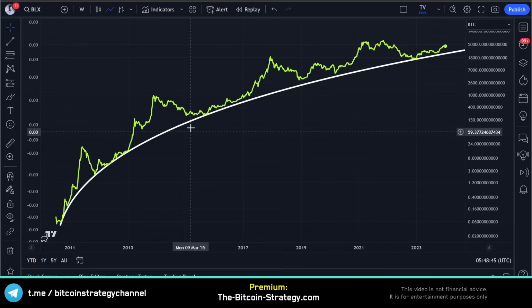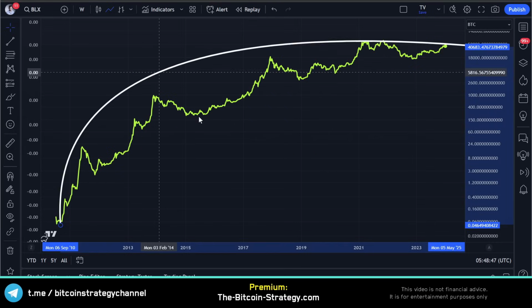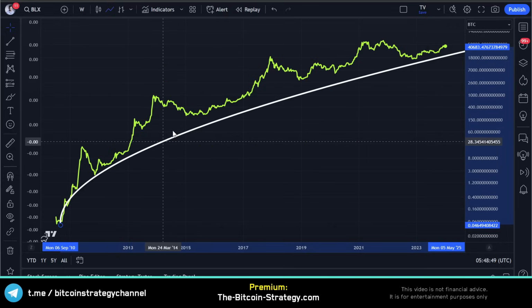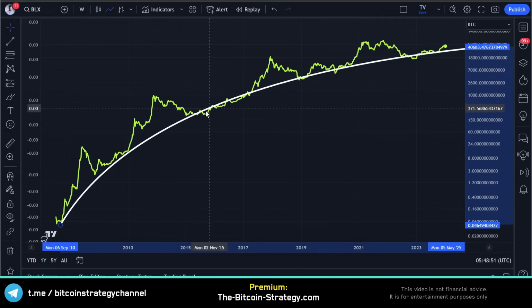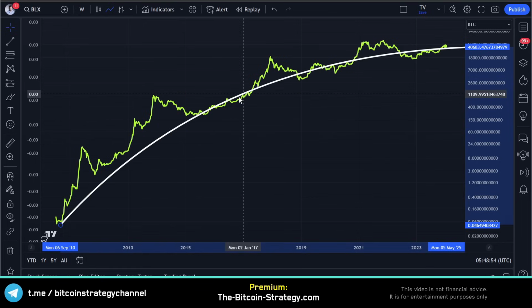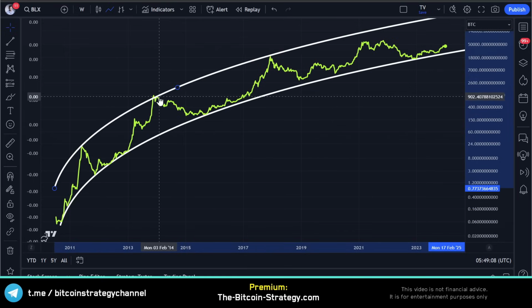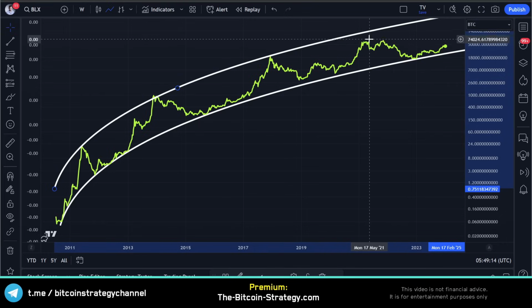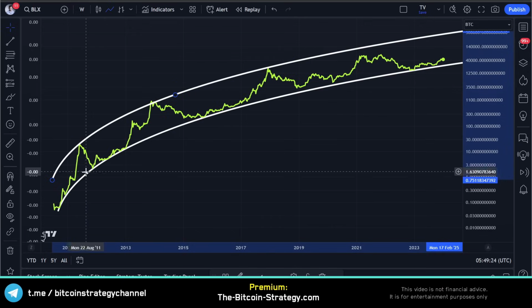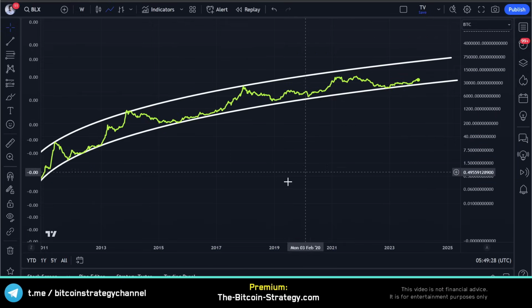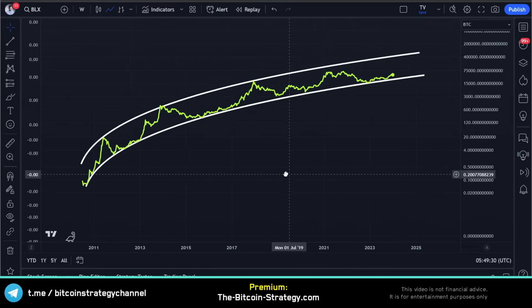So this here is not a logarithmic regression. This is simply just a curved line that tries to touch as many lower points as possible. Now we could simply just take a parallel to that. And again, try to connect them. But see, we also would not have taken any profit in April of 2021. So since we already arbitrarily drew this lower line, why not also arbitrarily draw the upper line?